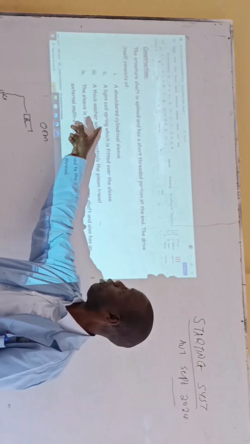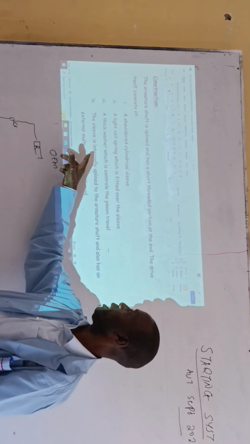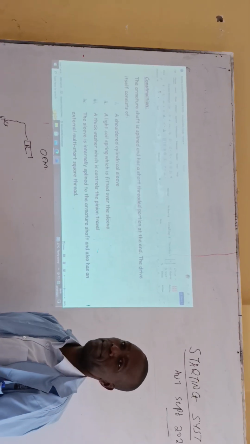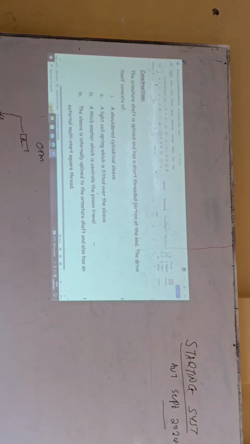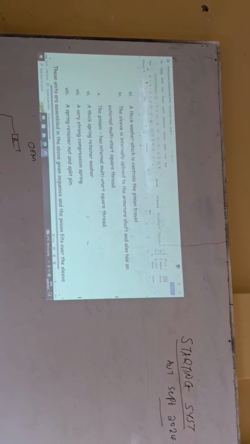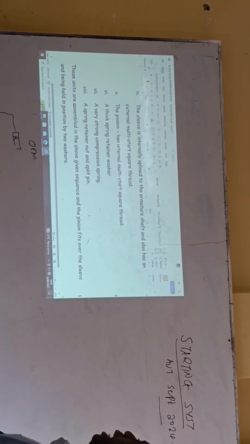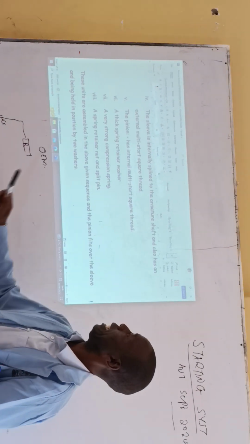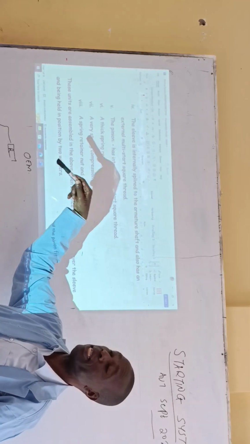Number two, a light coil spring which is fitted over the sleeve. Number three, a thick washer which controls the pinion travel. Number four, we have what we call a sleeve that is internally splined to the armature shaft and also has an external multi-start square thread. Number five, the pinion has an internal multi-start square thread. Number six, a thick spring retainer washer. Those are the ways it's constructed.